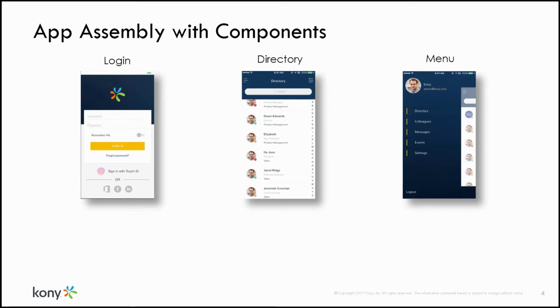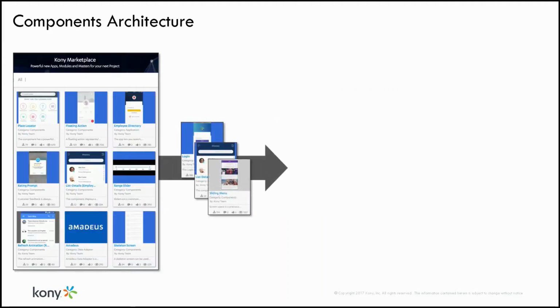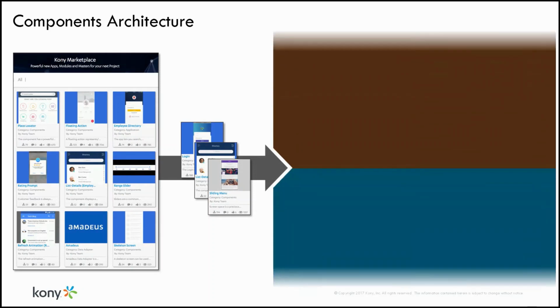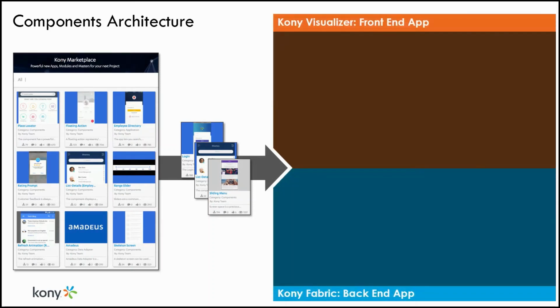The application that we just saw was more than just an application built from widgets and middleware services. This app takes advantage of the new component architecture that is the central facet of the V8 release. This directory app is built from three components: a login component, a directory component, and a menu component. Starting with the new Kony Marketplace, we will take these three components and import them into Visualizer and Fabric.